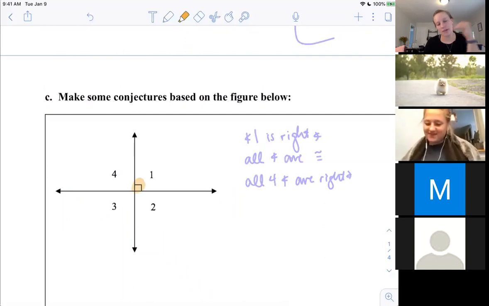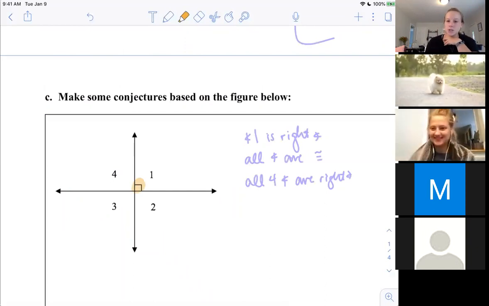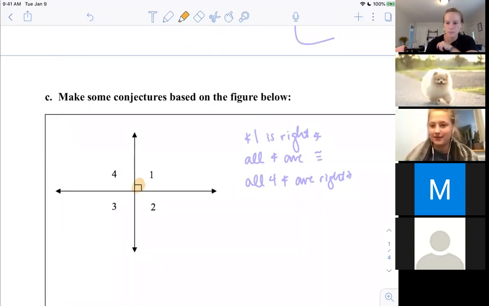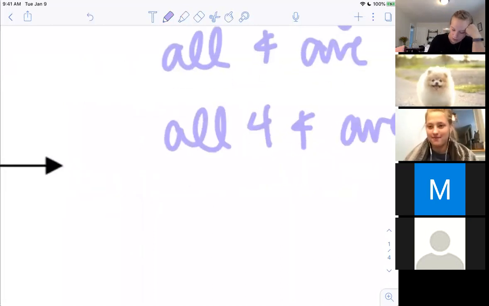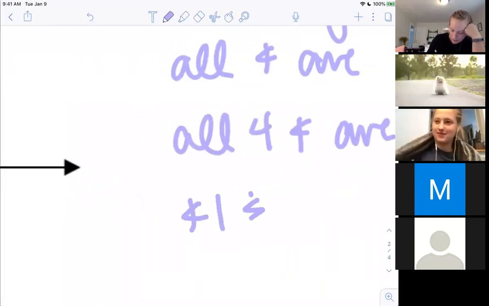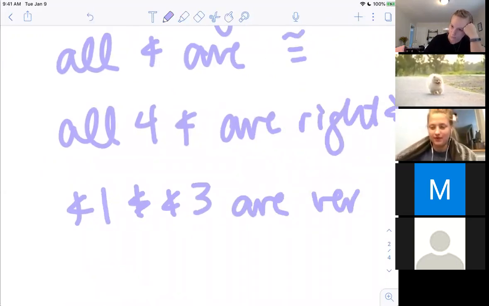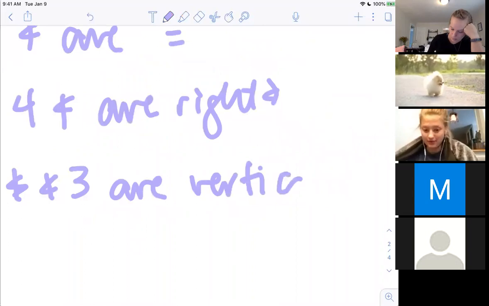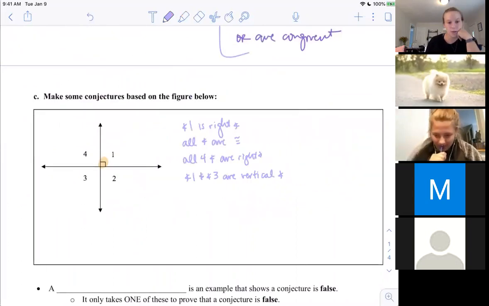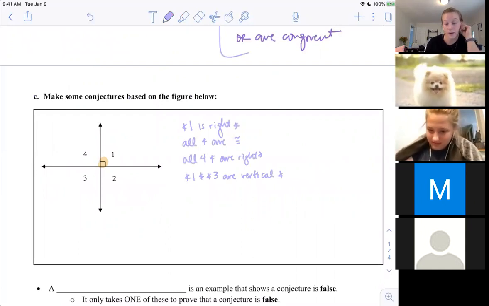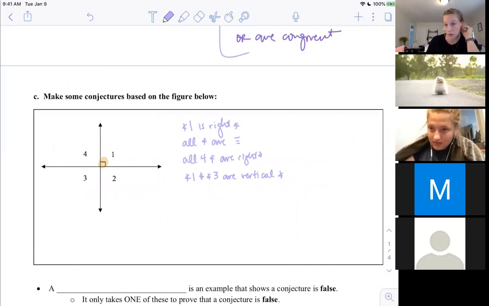I want us to dive a little deeper too. There are some relationships between these angles. What's a relationship that you see or that you can tell me? 1 is vertical to 3. Okay, 1 and 3 are vertical. Are there any other vertical angles? 2 and 4. Good. So vertical angles, we see that those are there. They're also congruent, so I could have said 1 and 3 are congruent. I could have just focused on those 2.